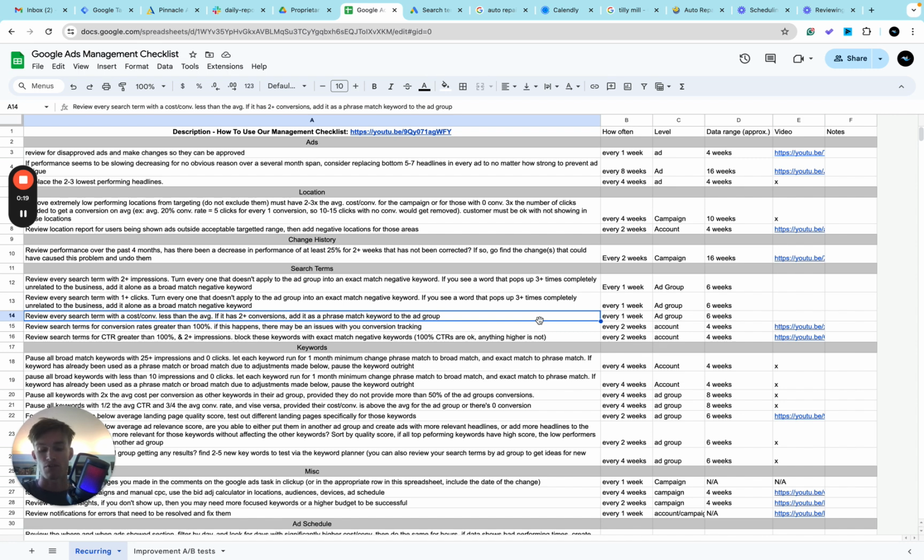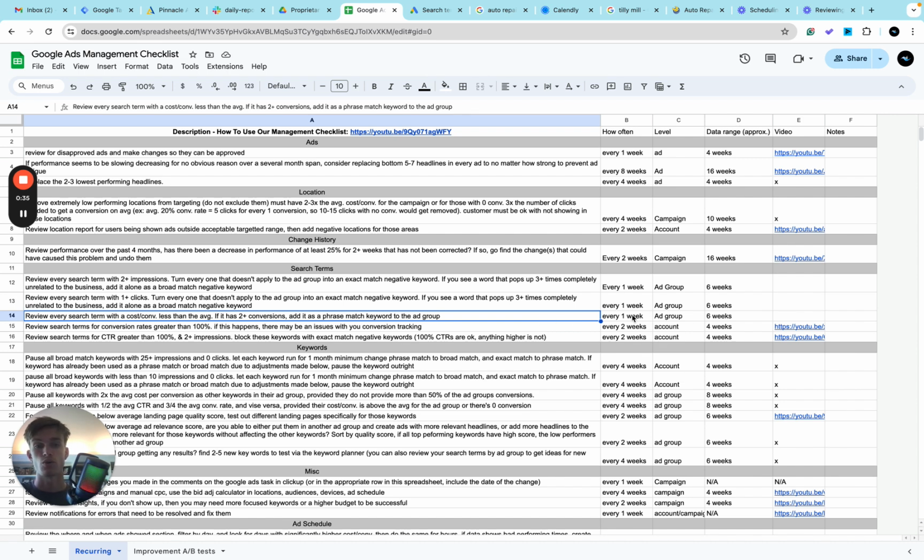So the reason we add it as a phrase match and not a broad match is because we want to target this specific phrase, and broad match is going to target too broad of search terms for it to accurately match the results that search term has been shown to get us.